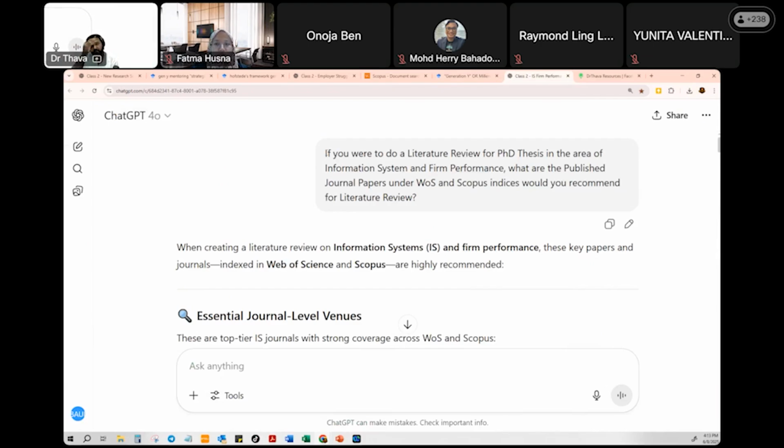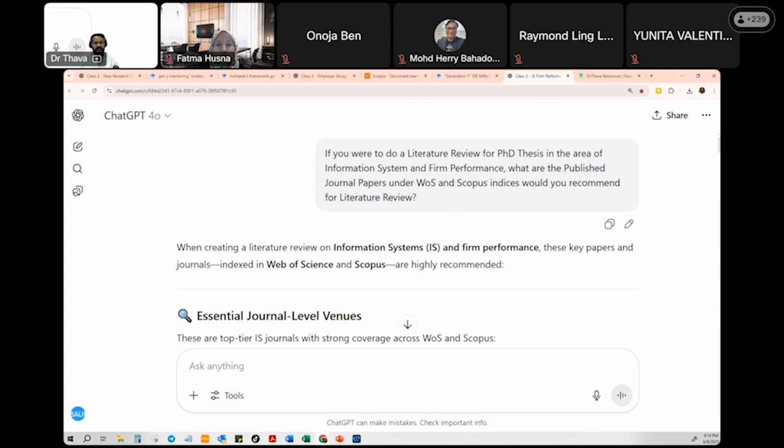So the prompt that I requested here, you can keep this prompt: if you were to do a literature review for a PhD thesis in the area of information systems and firm performance, what are the published journal papers under Web of Science and Scopus indices that you would recommend for the literature review?